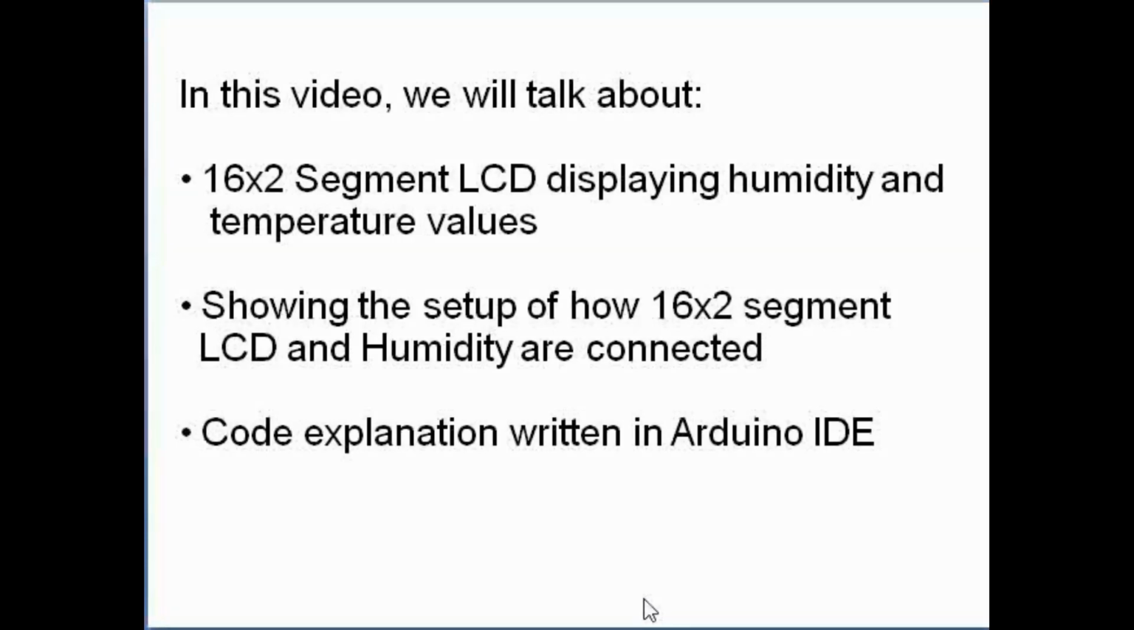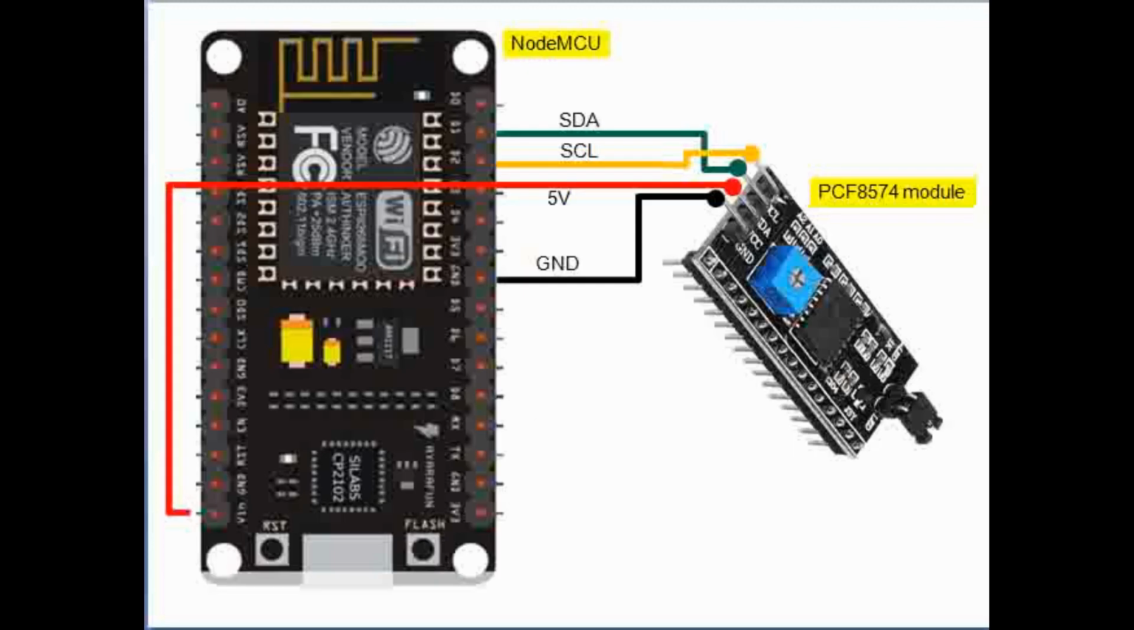So in this video we will talk about how to display the humidity and temperature sensor reading from the DHT11 sensor on a 16x2 LCD. We'll show the setup and also talk about the code. The first thing, which we discussed in the previous video as well, is how we connect the LCD through the PCF8574 GPIO expander. You can refer to the previous video.